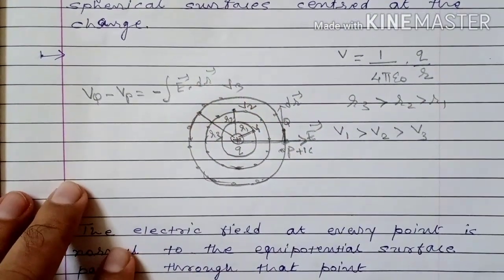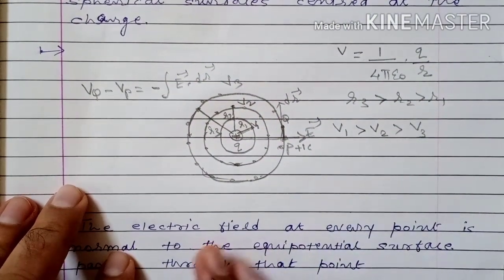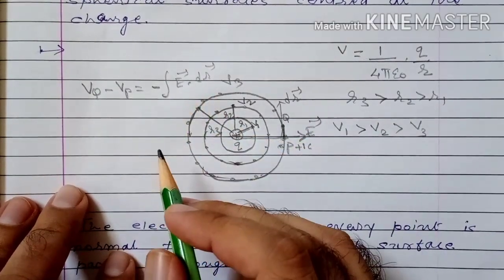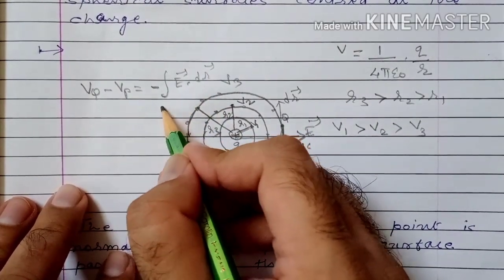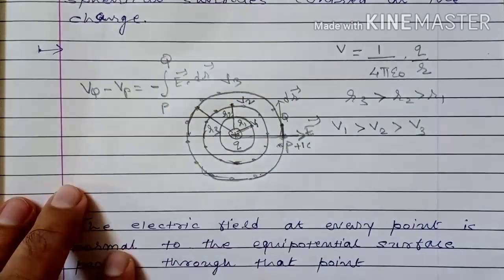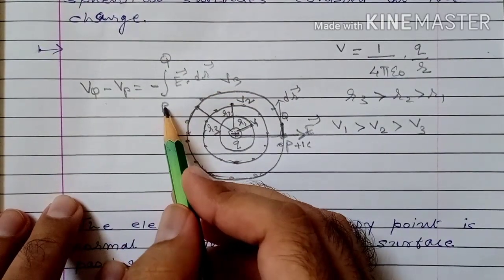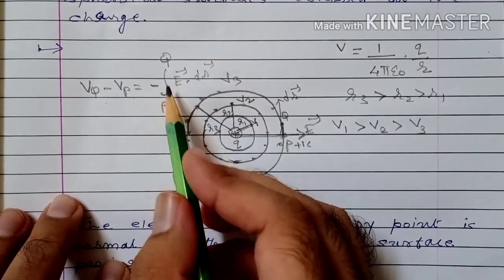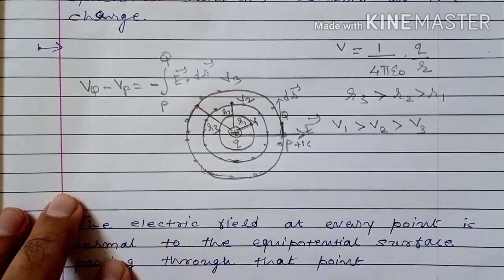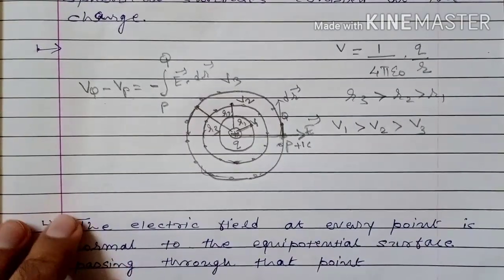Actually electric force, that is QE, but Q, that is 1 coulomb. So it can be written as E vector dot dr vector, and limit will be from P to Q. VQ minus VP is equal to negative of the integration P to Q E vector dot dr vector.